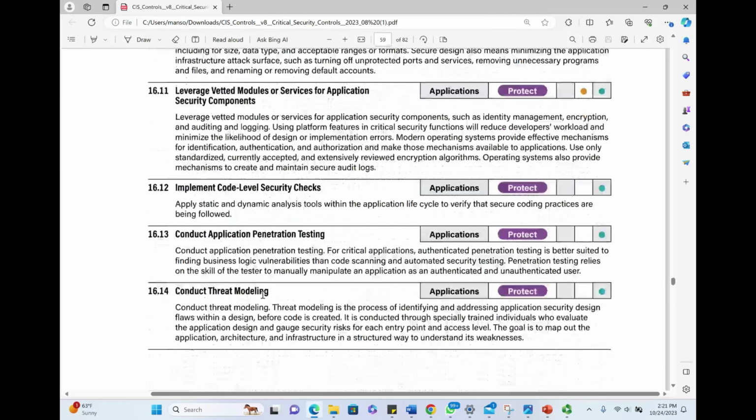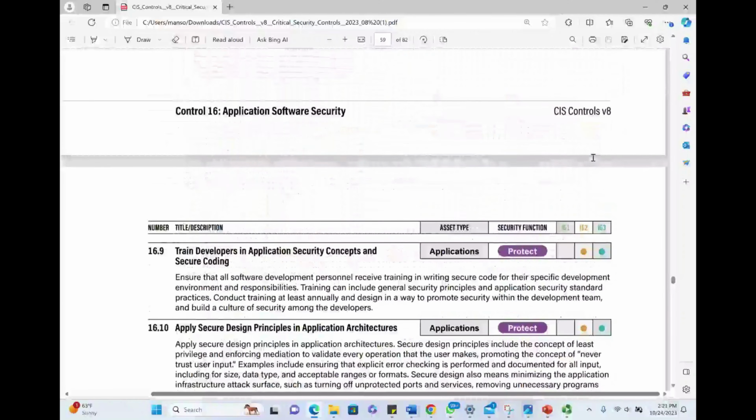And we have a few that belong only to IG3. Implement code-level security checks. Simply put, check your code for security purposes. Conduct application penetration testing. We're going to talk about penetration testing shortly. Conduct threat modeling. Those belong to IG3 because you have to have the resources to do that.